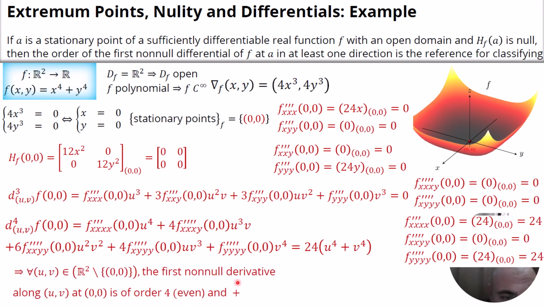So the first non-null derivative is even, and for any value other than zero it will be positive. So I have a local minimizer of f. Straightforward. Okay? And that's a very good example of the case that we explained in the previous slide.